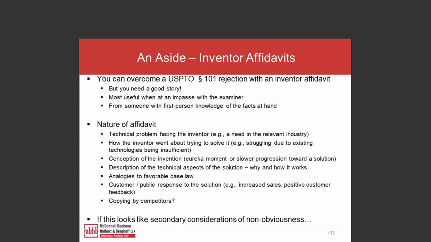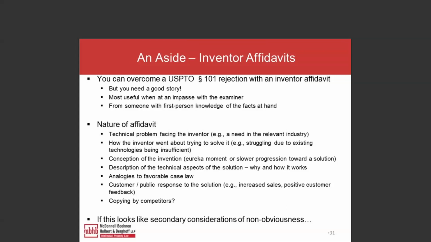And this is where I'm going to use the word story again. We human beings are storytelling people. Having a good story here can really make a difference. So here's what you can do if the facts of your case allow it. You have an affidavit where the inventor describes the technical problem that he or she was facing. Maybe there was a need in the relevant industry. Then how did the inventor go about solving the problem? What did they struggle with due to existing technologies being insufficient? How did they conceive of the invention? Did they have some eureka moment in the bathtub where they suddenly realized, oh, hey, this is going to work? Or was it more likely a slower progression towards a solution with some trial and error?